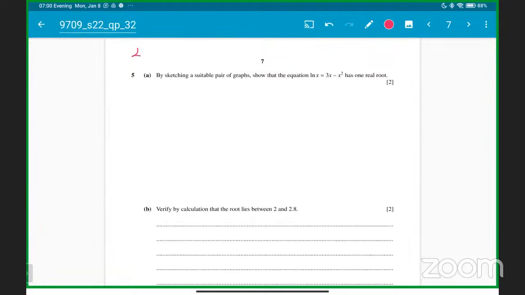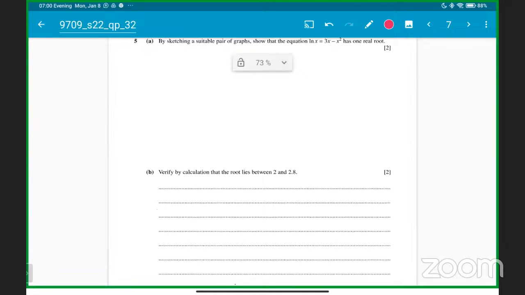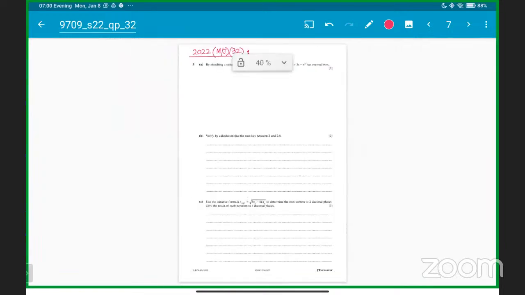2022. This is basically May/June, paper 3, variant 2 for 2022 topical past papers. And this is the question on numerical solution. A question of 7 marks, okay?